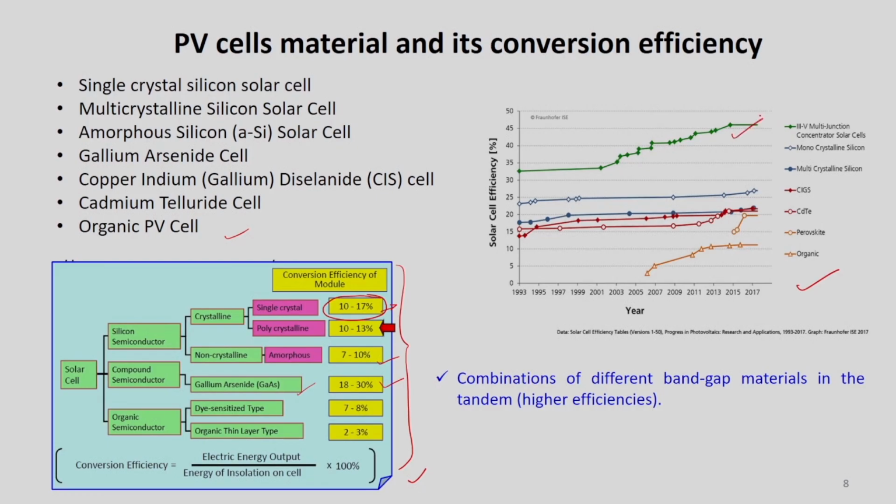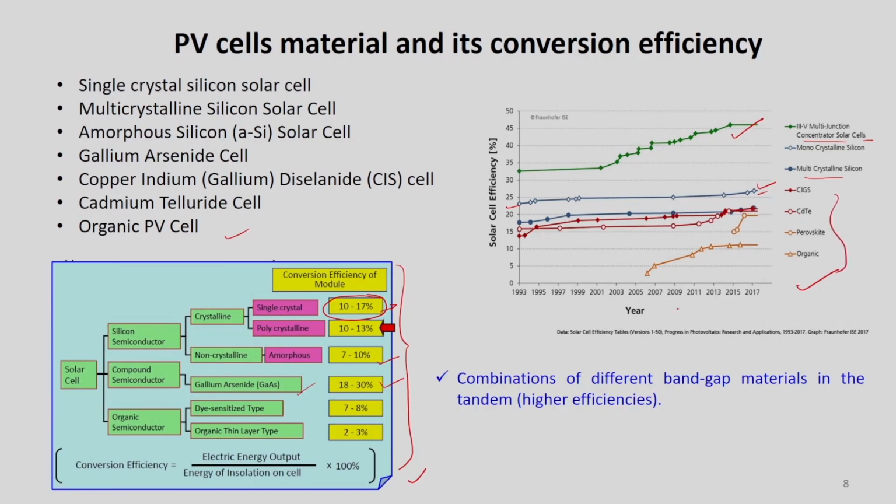If we consider the topmost line, this is for multi-junction concentrator solar cells, having very high efficiency. It is more than 45%. And in case of monocrystalline solar cells, this is the line. It varies from maybe 23 to 26, 27, that range. And in case of multicrystalline solar cells, this variation is maybe from 16 to about 22%. So others can be seen here.